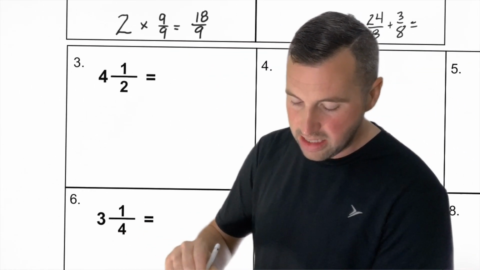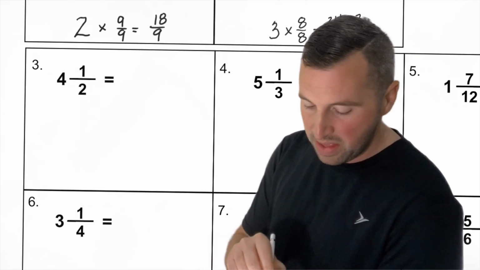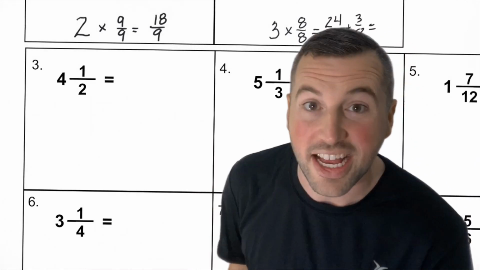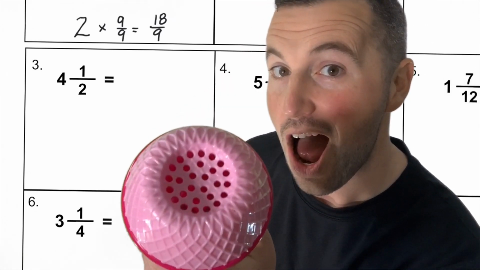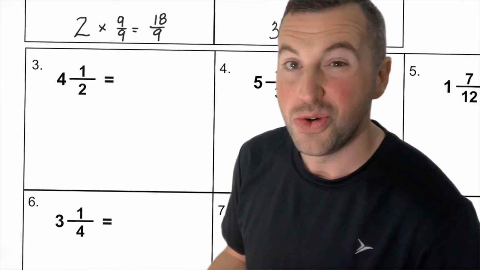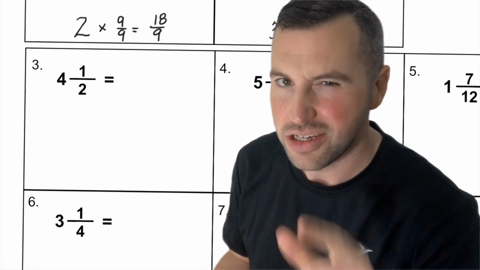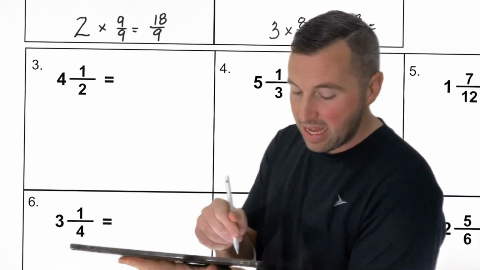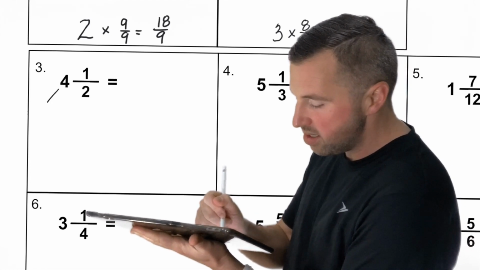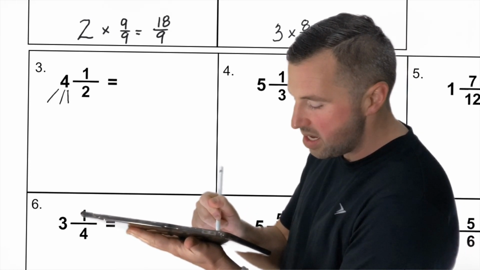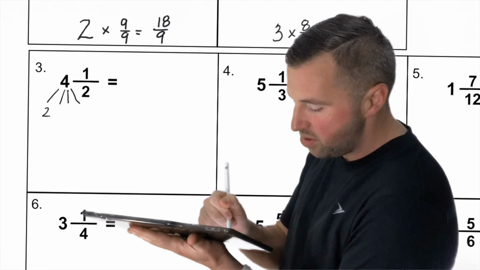Okay, on to number 3. I have 4 wholes, but what is a whole? Name that whole. Yes, 2/2 or 2 halves, not 2 tooths. How many of them do I have? I have 4 of them. So let's pull them out. 1, 2, 3, 4. So I have 2/2.